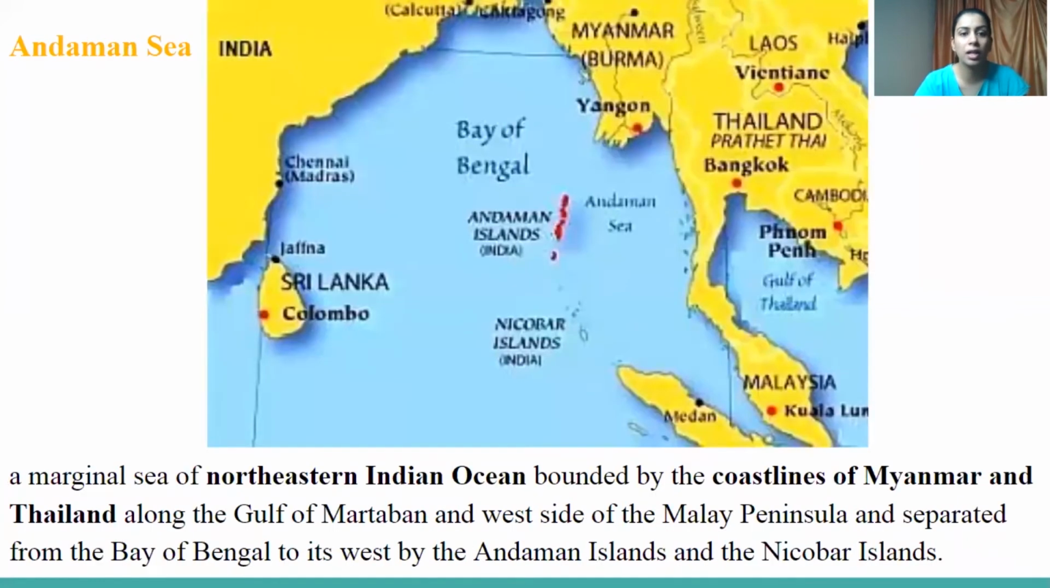The next is Andaman Sea, that is a marginal sea on the northeastern Indian Ocean, bounded by the coastlines of Myanmar and Thailand along the Gulf of Martaban and west side of the Malay Peninsula and separated from the Bay of Bengal to its west by the Andaman Islands and the Nicobar Islands.